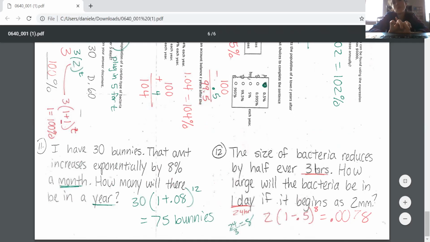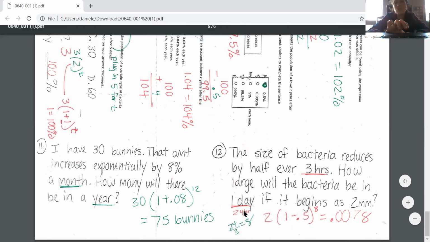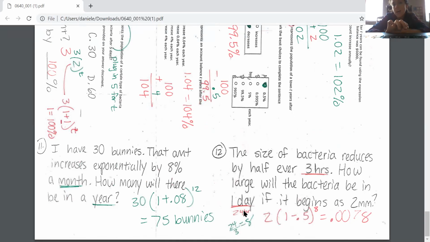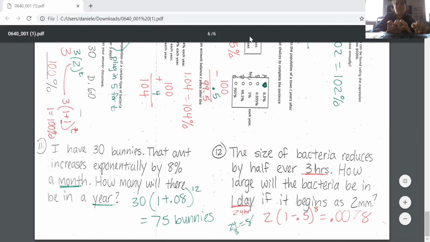It cuts in half every 3 hours, and it's been a day. Well, a day is 24 hours. How many times do 3-hour cycles come up in 24 hours? It would come up 8 times. So this is going to cut in half 8 times, and you would end with 0.0078.